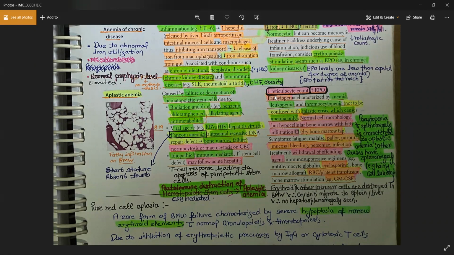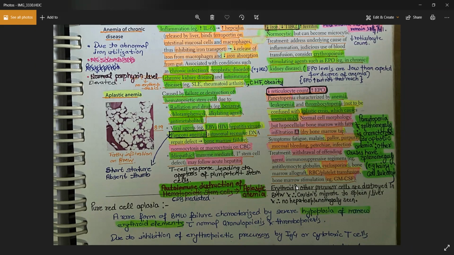You will have the pancytopenia, right? You will have the normal morphology of the RBCs, okay? But you will have the hypocellular bone marrow, very important. And this hypocellular bone marrow is known as the dry tap, okay? You will have the dry tap because of this hypocellular bone marrow.